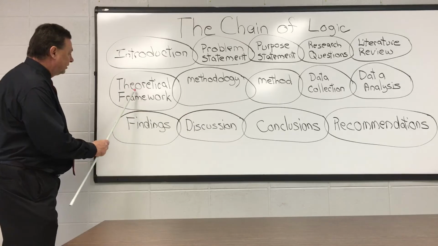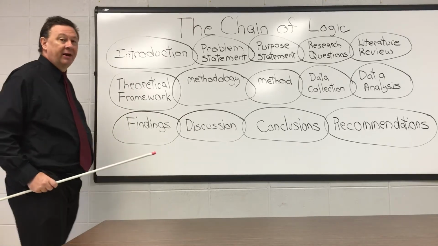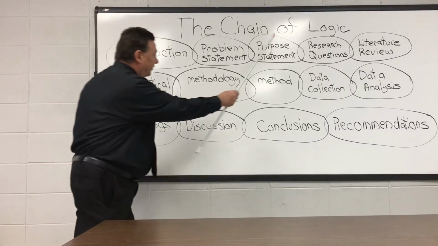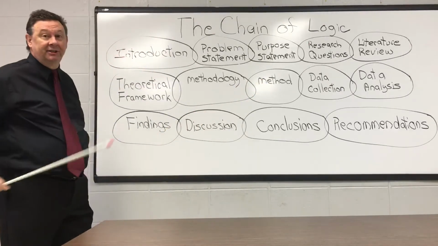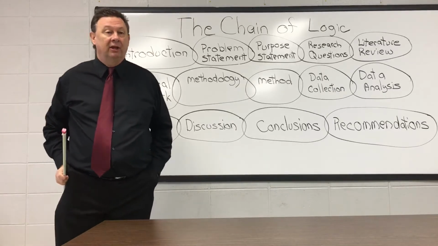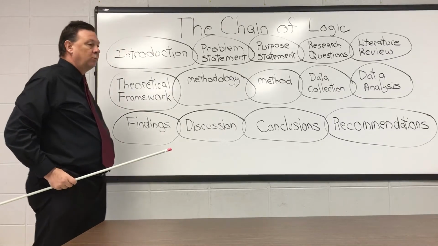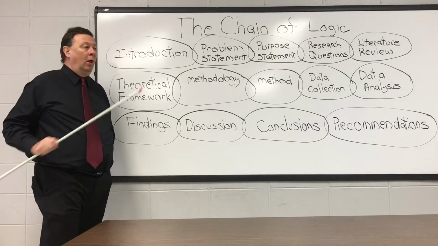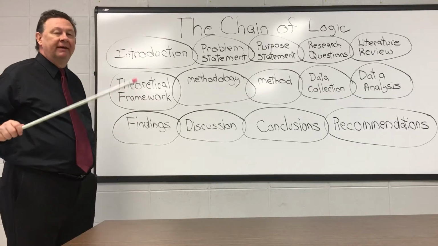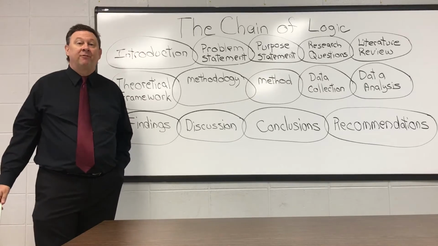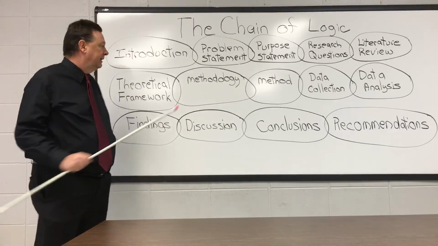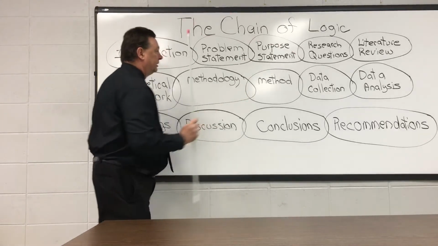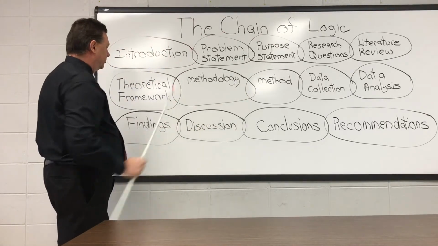Then we move to the theoretical framework. The theoretical framework is a guide, and it is the sixth link in the chain of logic. The theoretical framework is designed to guide the research. Some have used the metaphor of a roadmap. It is what helps inform your research questions, along with the literature review.